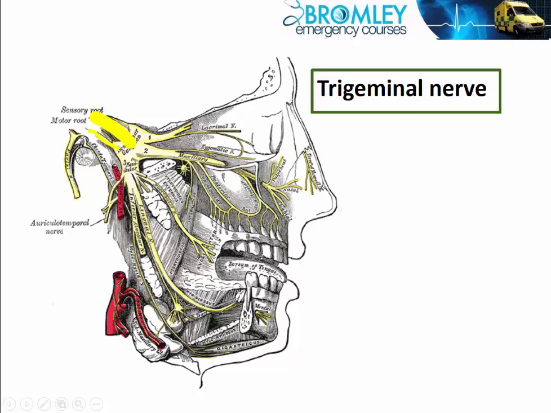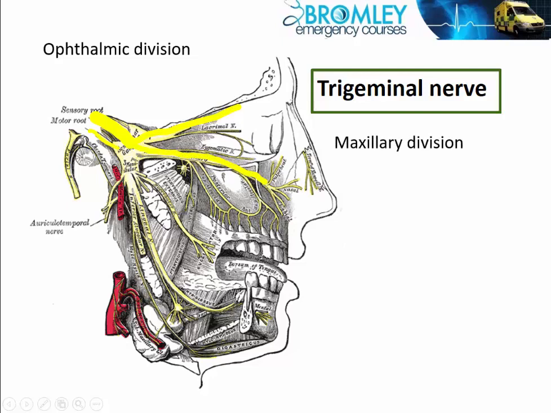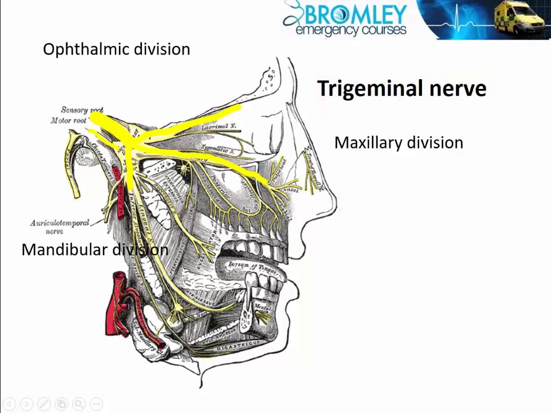Then out of the ganglion come 3 branches. The ophthalmic division, which goes into the back of the orbit. The maxillary division, which runs forward within the skull and near to the nose, and we'll be meeting more about that later. And then the mandibular division, which goes down towards the lower jaw. So these are the 3 main divisions of the trigeminal nerve, and we're going to be meeting these again in various ways as we go on.